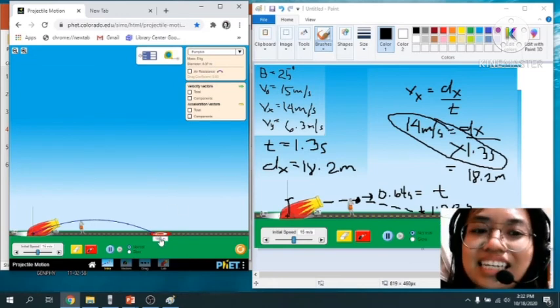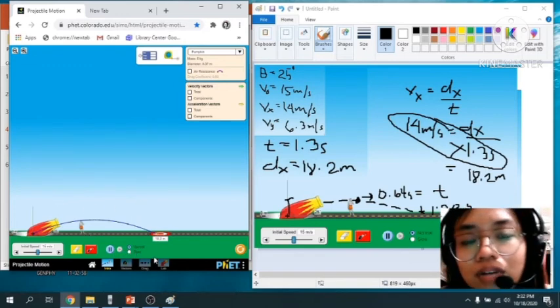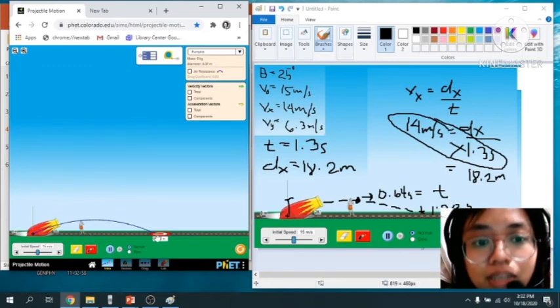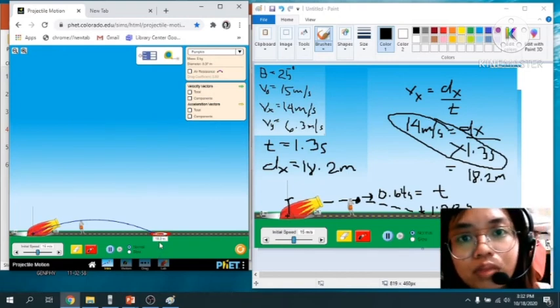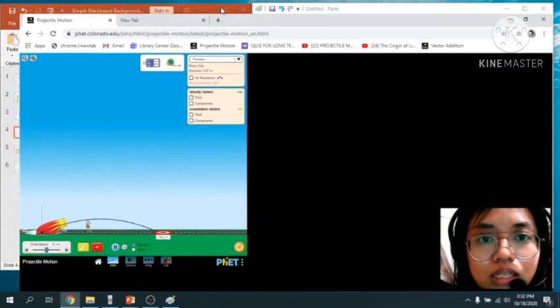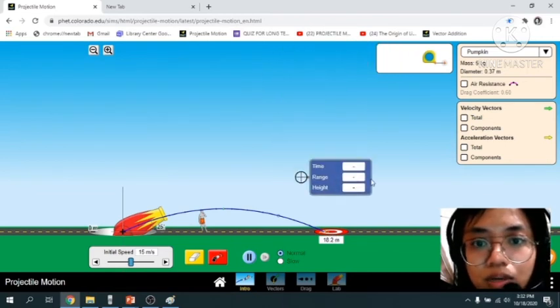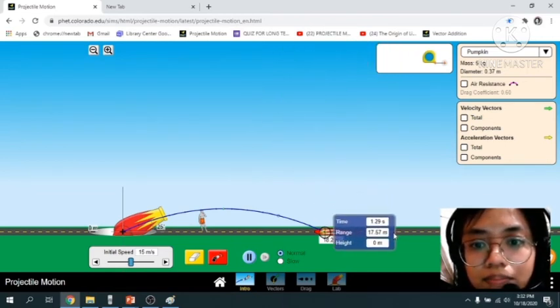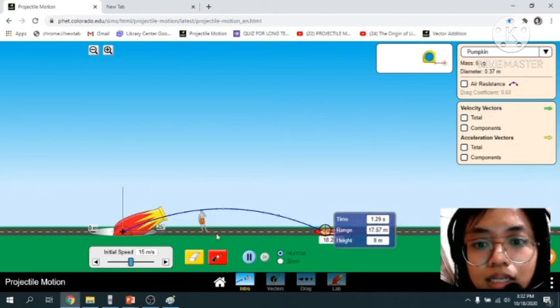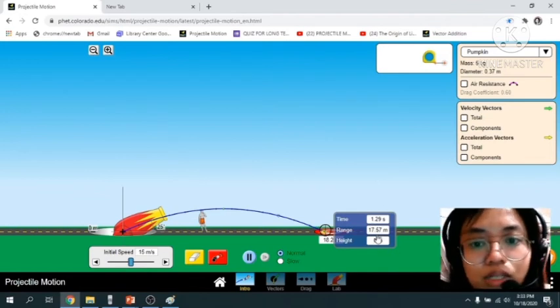It was caught, but it's not accurate, because we used estimated, rounded-off values. So it's close, but a bit inaccurate. In the simulator, this is 18.2. If you want to check the time, that is the time, 1.29 seconds, and the range is 17.57, from here to here. It's a good thing that with this simulator you can check the time, range, or height.